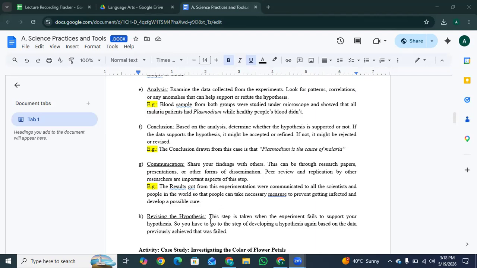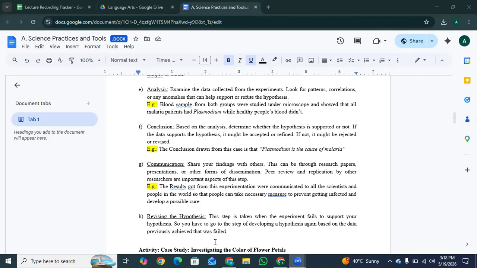This step is taken when the experiment failed to support your hypothesis. So you have to go to the step of developing a hypothesis again, based on the data previously achieved that failed.